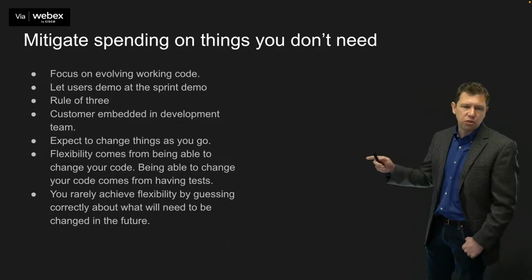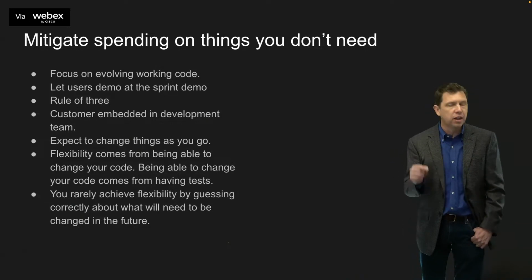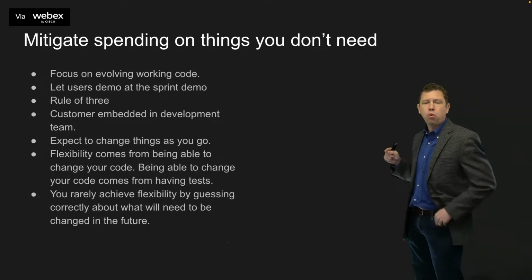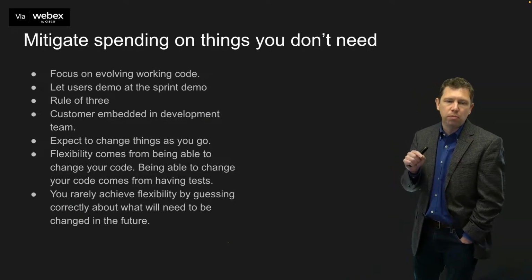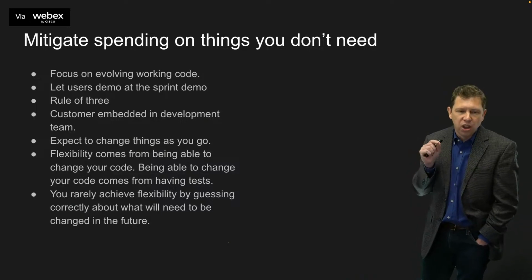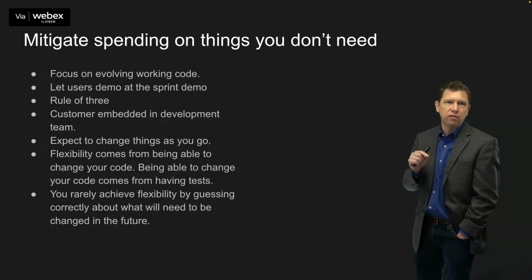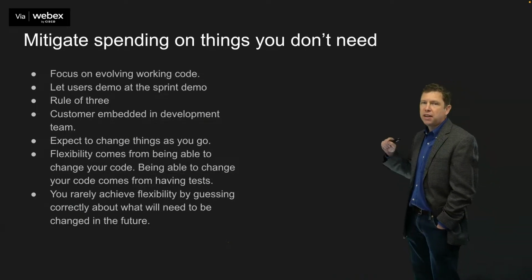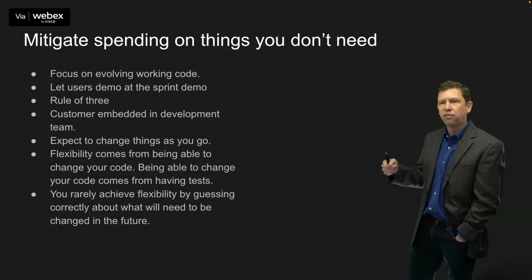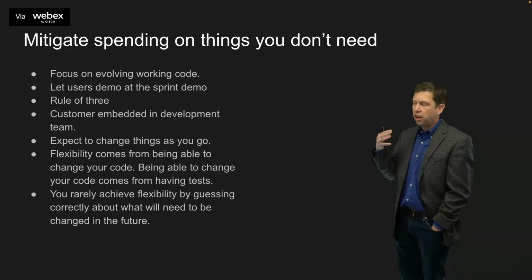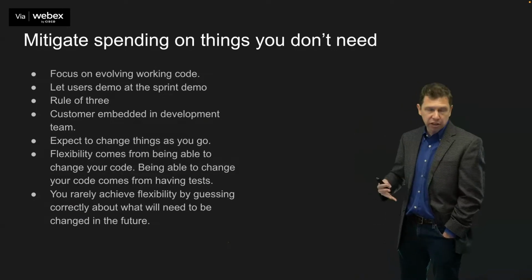Expect to change things as you go. Flexibility comes from being able to change your code. Being able to change your code comes from having tests. Last point, you rarely achieve flexibility by guessing correctly about what will need to be changed in the future. So if we recognize we're probably going to guess wrong, if we do guess, it pushes us toward trying to make things flexible in ways that are going to actually let us change it, rather than saying we built this so we don't have to change it.